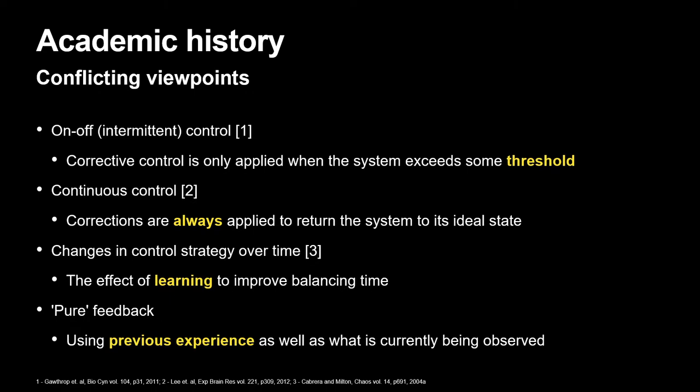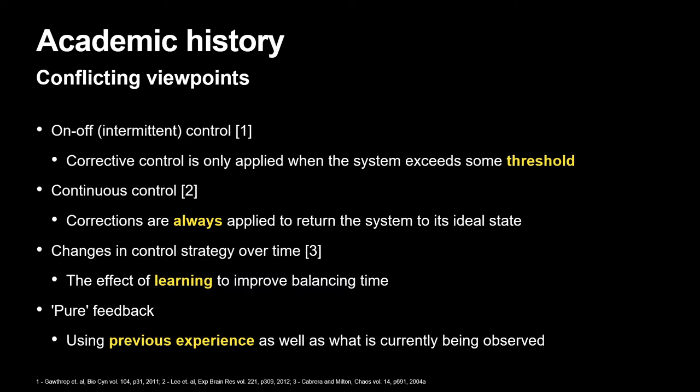So there are various competing academic theories, which is what my supervisor helped me identify. On the one hand, we have intermittent control. Humans don't try to balance things all the time; it's only when they perceive some sort of threshold. For example, when the stick angle is greater than a certain threshold, that's when they apply the control. On the other hand, something which might seem more intuitive is continuous control, where we are doing it all the time.